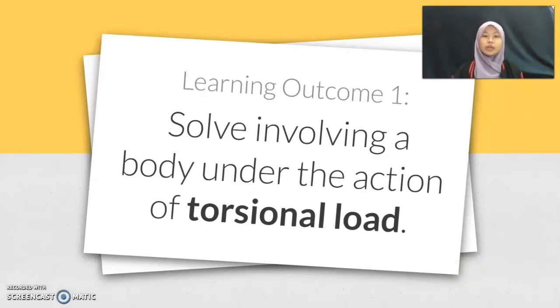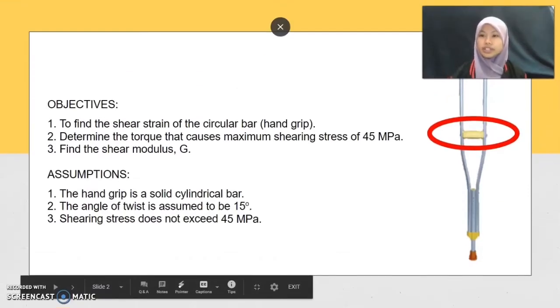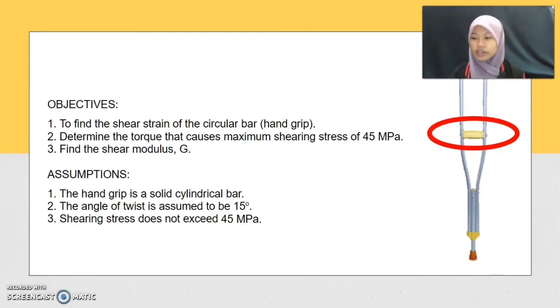My name is Irlyani Nawwarah binti Muhammad Samsir, KIB2003. In this group assignment video, I'll explain the first learning outcome, which is to solve problems involving a body under the action of torsional load. As we have learned in our syllabus, torsion is the twisting of an object caused by a moment acting about the object's longitudinal axis. On this assistive device, we believe that when the patient uses these crutches, there would be a twisting on the hand grip part. Therefore, we only focus on calculating the torsional load acting upon this part.